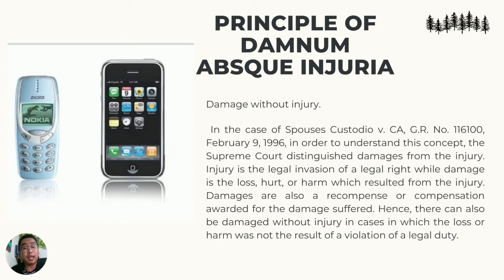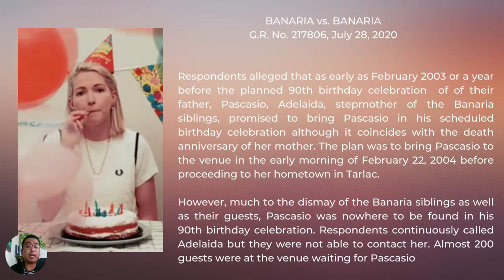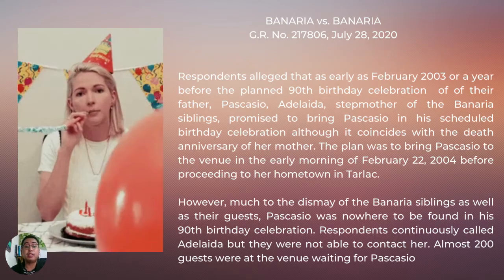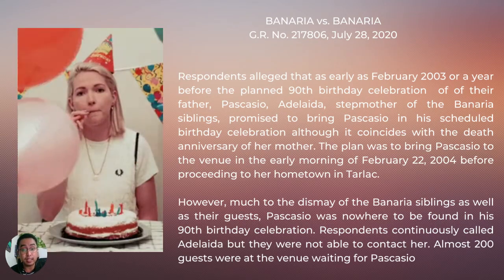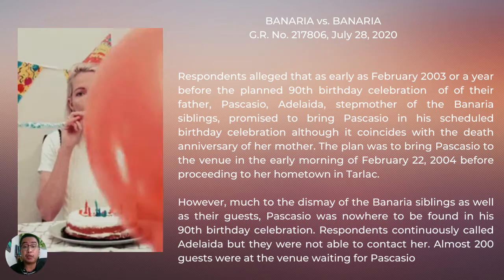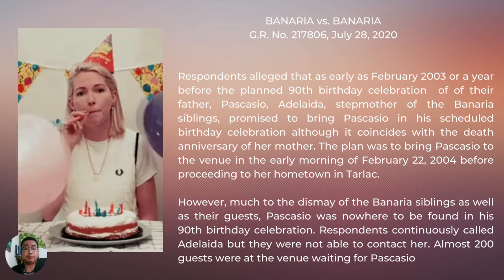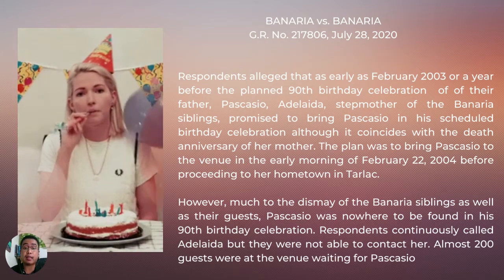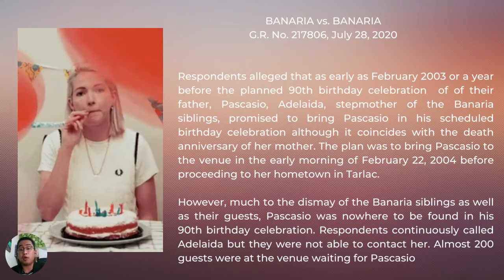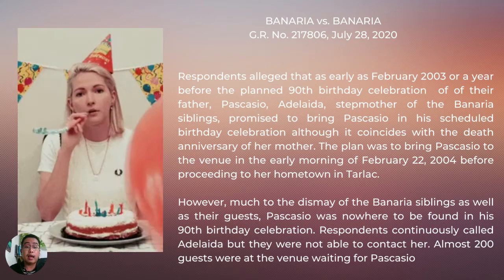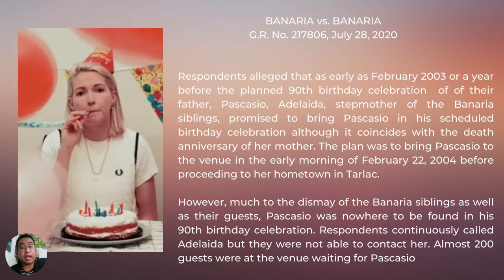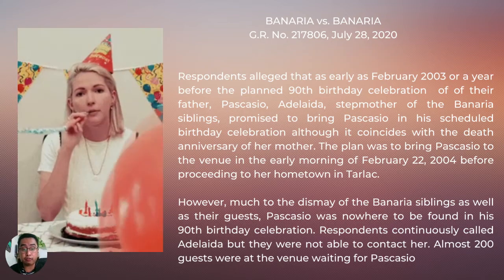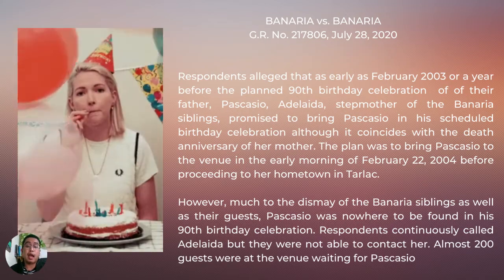And again, in order to fully understand this principle, let us tackle the case of Banaria versus Banaria, GR number 217806, July 28, 2020. The facts of the case: respondents allege that as early as February 2003, or a year before, they planned for the 90th birthday celebration of their father, Pascasio.